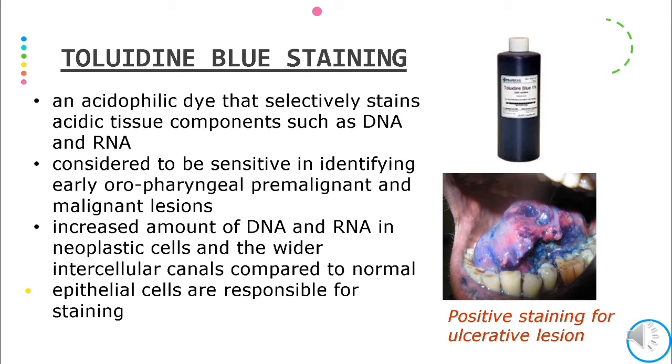Why can the toluidine blue staining detect the DNA and RNA? This is because there is an increased amount of DNA and RNA in neoplastic cells and a wider intercellular canal compared to normal epithelial cells, which are responsible for the staining to occur.